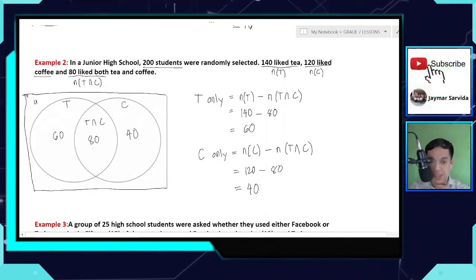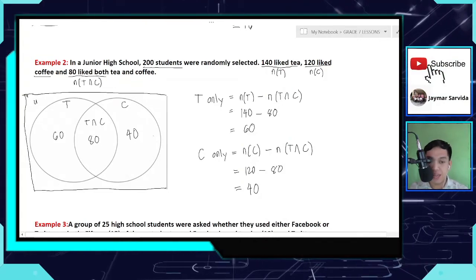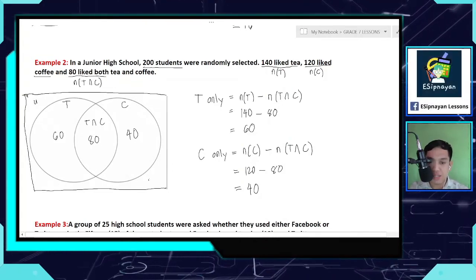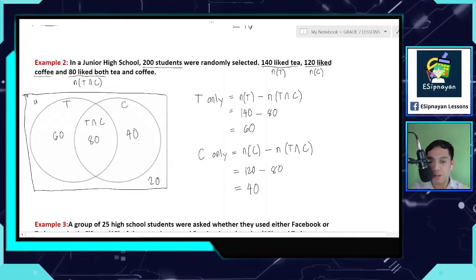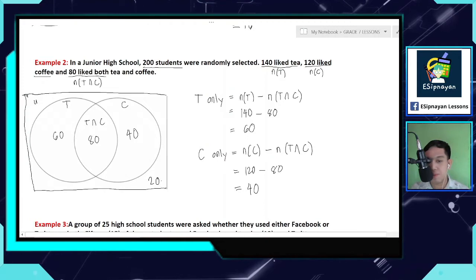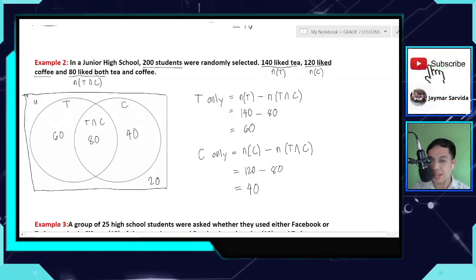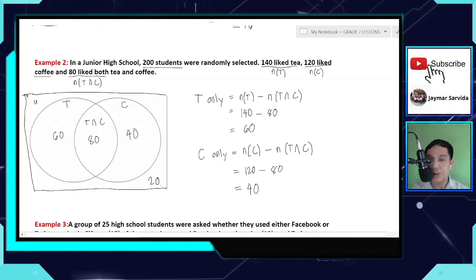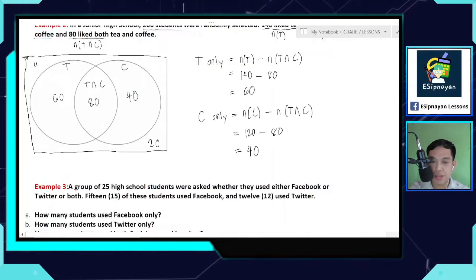So ilan lahat ito? 60 plus 80 is 140, plus 40, 180. So mayroong 20 students na walang pinili sa dalawa. Therefore, mayroon tayong 20 students dito na walang pinili sa dalawa. I hope na gets ninyo yung ating example number 2. So let's proceed with example number 3.